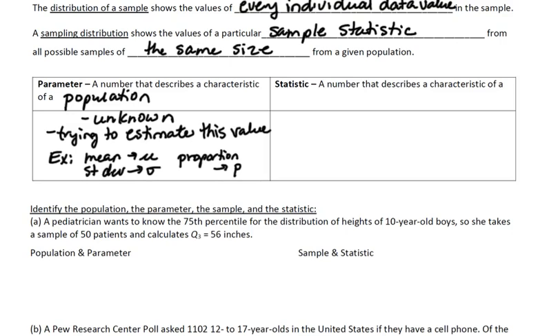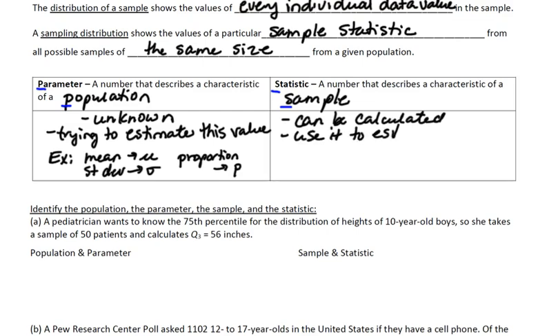Now, a statistic is a number that describes a characteristic of a sample, and you will notice population and parameter both start with P, and sample and statistic both start with S, so that helps you to remember which one goes with which. Now, a sample statistic is known because it can be calculated. We get a sample of data and we actually calculate the statistic. Then we can use it to estimate a population parameter.